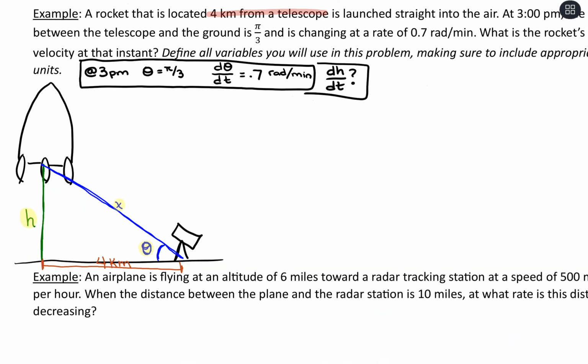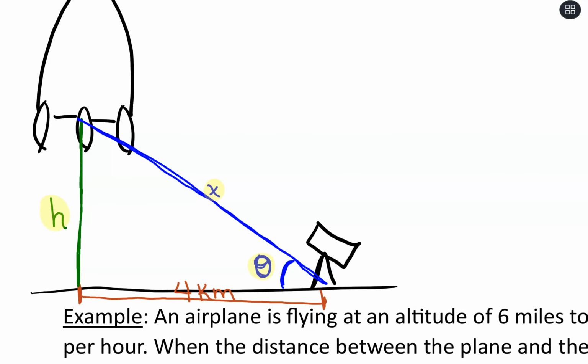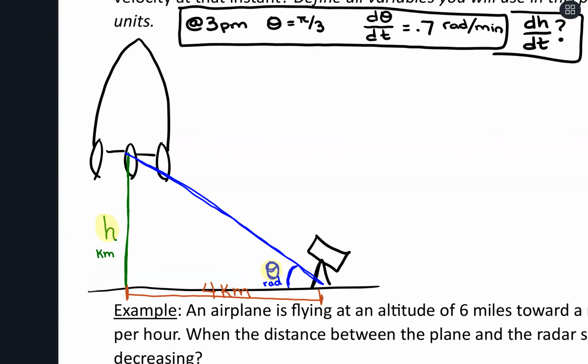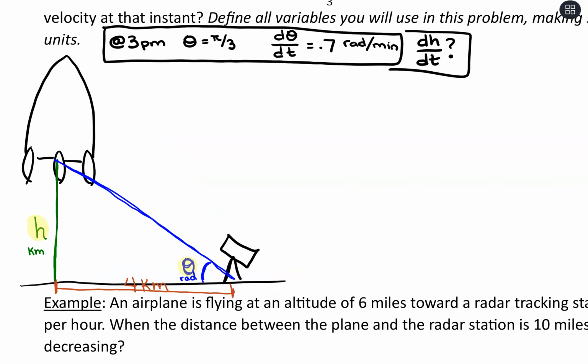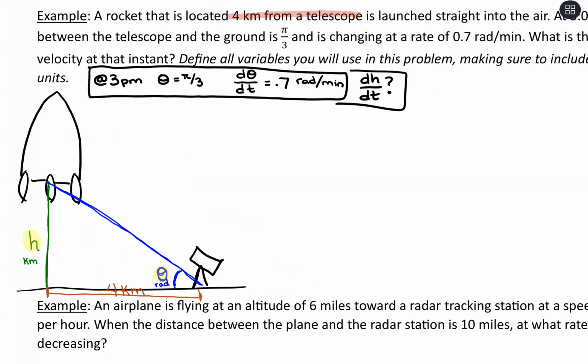Okay, so in terms of defining variables, so we have the height of the rocket, that's going to be in kilometers. We don't care about this x value. They never mentioned this distance between the rocket and the telescope, so we can ignore that. We have an angle measurement that's being given in radians, and then we have that 4 kilometers. Okay, so those are my variables, and I want to relate them together.